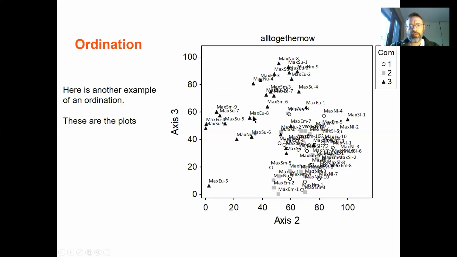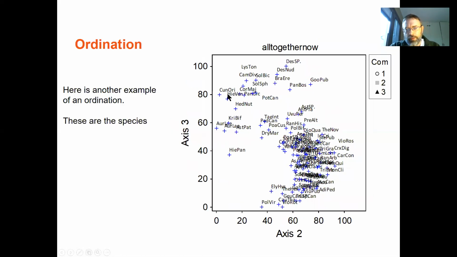So this is the plots. This is a plot. This is its location. This is the name of the plot, max EU-2. These are the species. So this little cross represents where this species is. And these are the first 3 letters of the genus and last 3 letters of the species. This is Lysomachia tonsa, which is a wildflower, for example.